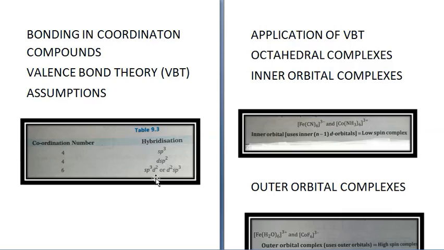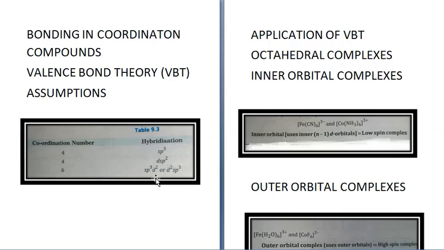Now each ligand has at least one orbital containing a lone pair of electrons. The empty hybrid orbitals of metal atom or ion overlap with the filled orbitals of ligand to form coordinate bonds. Now during the complex formation, Hund's rule is strictly followed, but under the influence of strong ligand, the electrons may be forced to pair up against the Hund's rule. Now next is application of valence bond theory. We will take it up with a few examples of octahedral complexes.